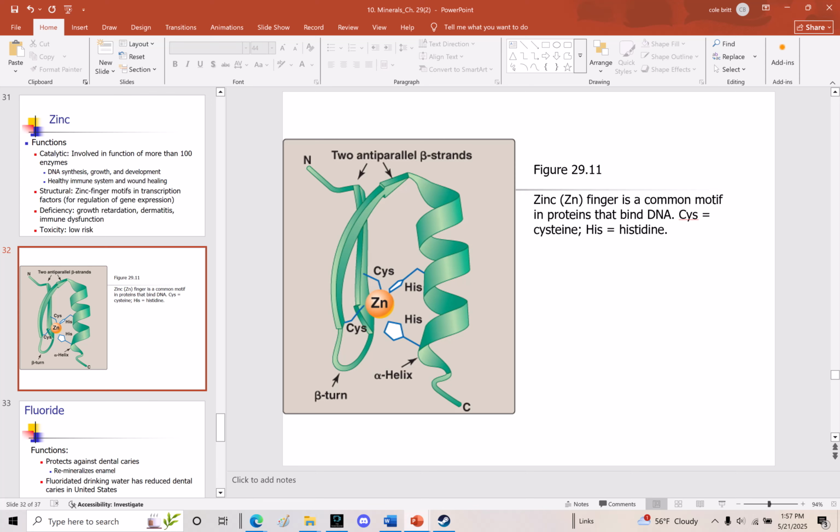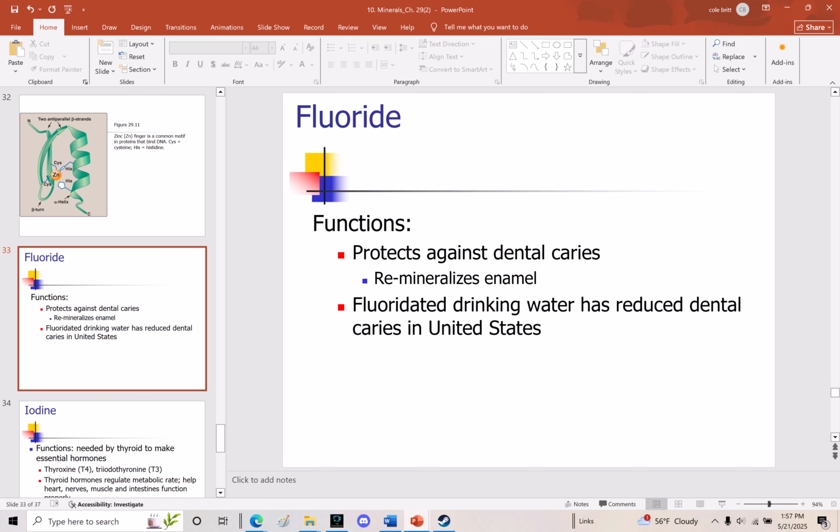Fluoride protects against dental caries. And it does this by helping remineralize the enamel. It's an interesting one, a lot of controversy over fluoride. It's a non-essential mineral, but I like to add it to my slides because it's a common one you might get asked about. We do have fluoridated drinking water, and we have found it does reduce cavities in the United States. So pro or against, I don't really care, but you should know this is what we do in the United States. It is in our water, and it has been shown to reduce cavities.